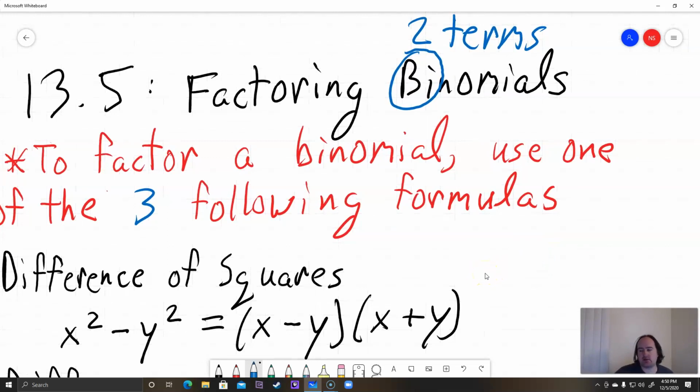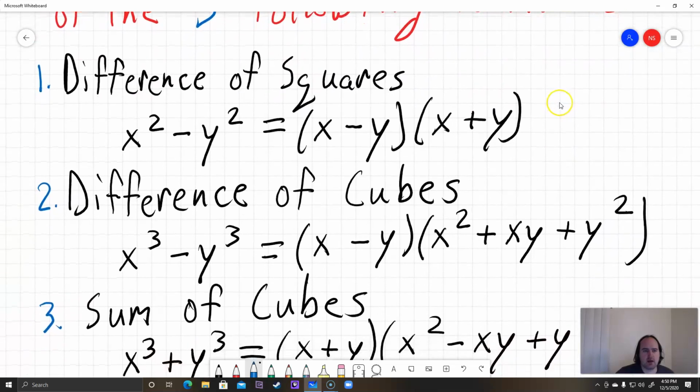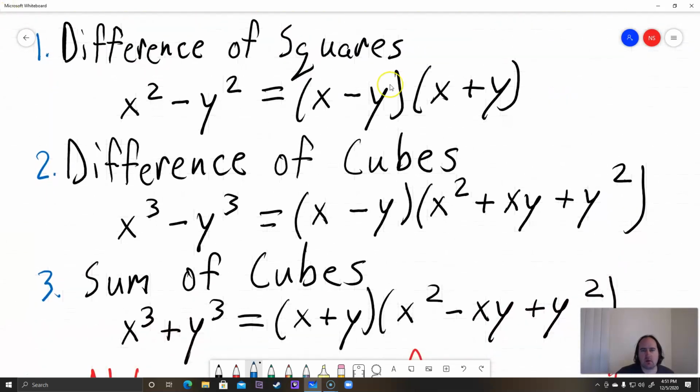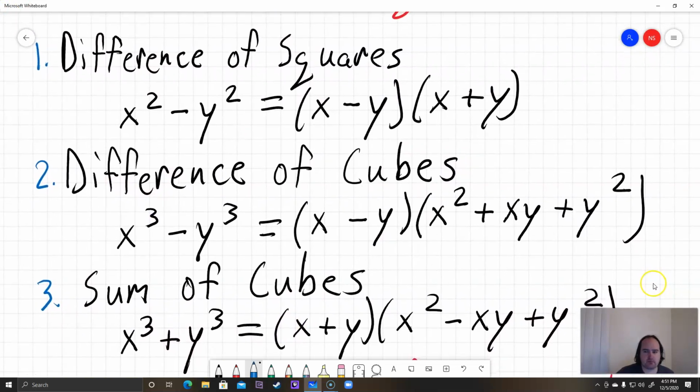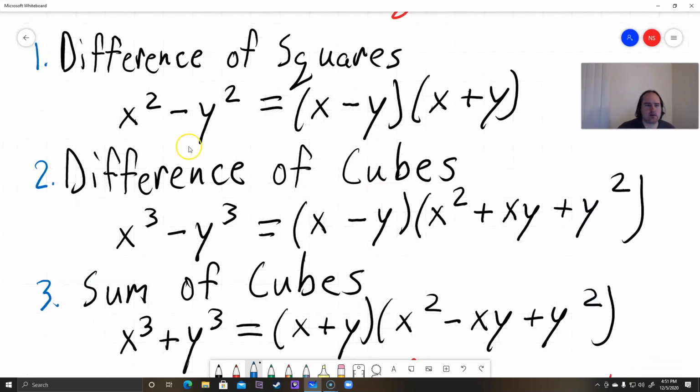And it turns out that there's only really 3 formulas that work for binomials. So to factor a binomial, you have to use one of the 3 following formulas. There's only 3 of them. So you've got the difference of squares, the difference of cubes, and the sum of cubes. So the difference of squares, the difference of cubes, and the sum of cubes. So let's go through these.